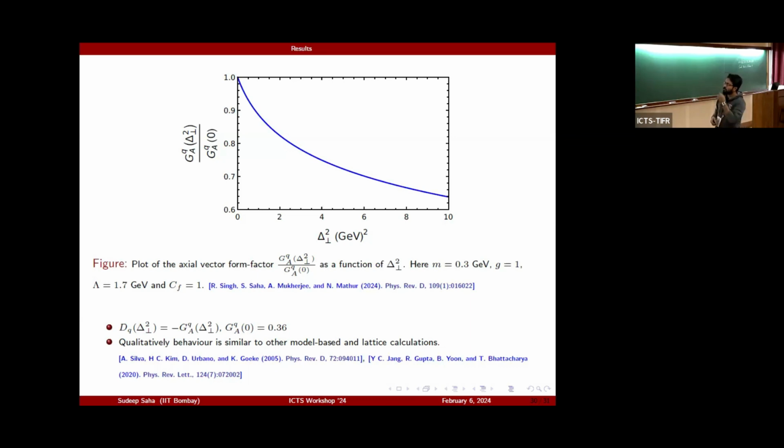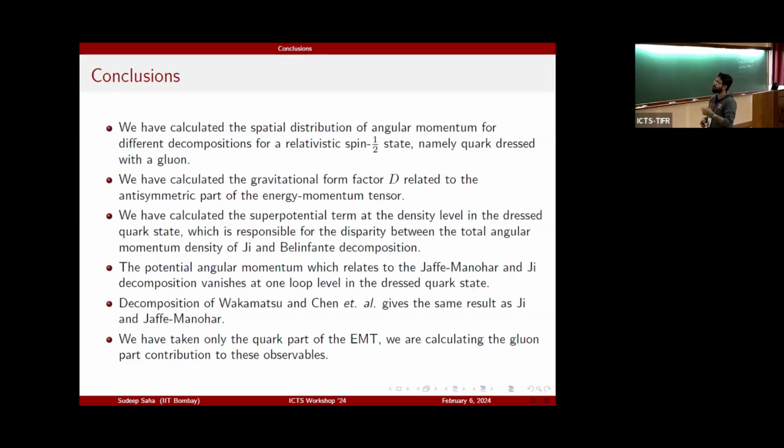So in conclusion, we have calculated spatial distributions of angular momentum for different decompositions for a relativistic spin-half state, namely the quark dressed with a gluon. We have also calculated the D form factor, which is related to the antisymmetric part of the energy momentum tensor. We have calculated the superpotential term, which is responsible for the disparity between the Jaffe-Manohar and Belinfante decompositions. The potential angular momentum we have also calculated, and we have found it to be 0 at one loop level.